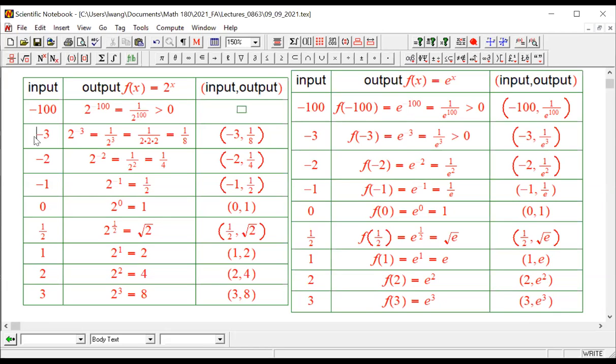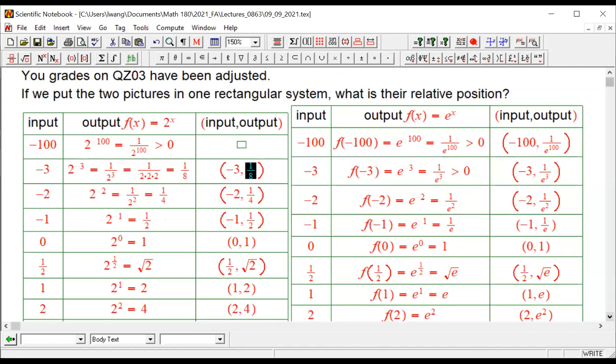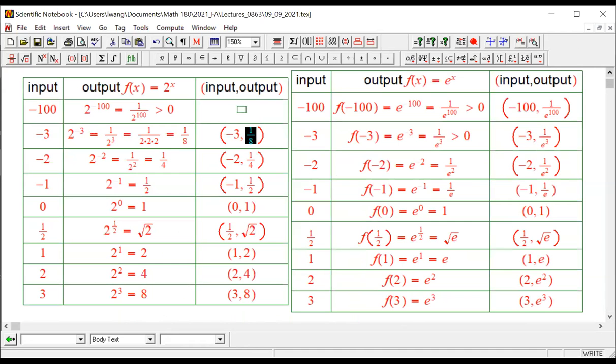For the negative input, negative 1, 2, 3. For the same input, 1/8 is actually larger than 1 over e to the power 3, because e is larger than 2. And it's in the denominator, therefore 1 over that number is going to be smaller. So on the negative input side, e to the power x is lower than 2 to the power x. Okay, and the other thing I want you guys to do, the easy thing, we're going to come back to this observation.